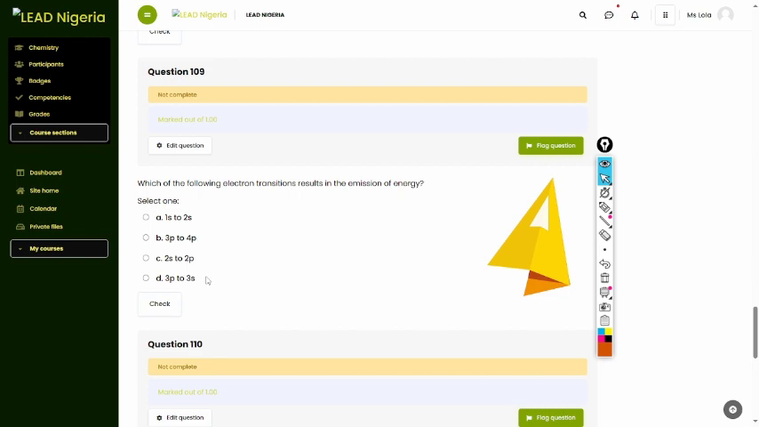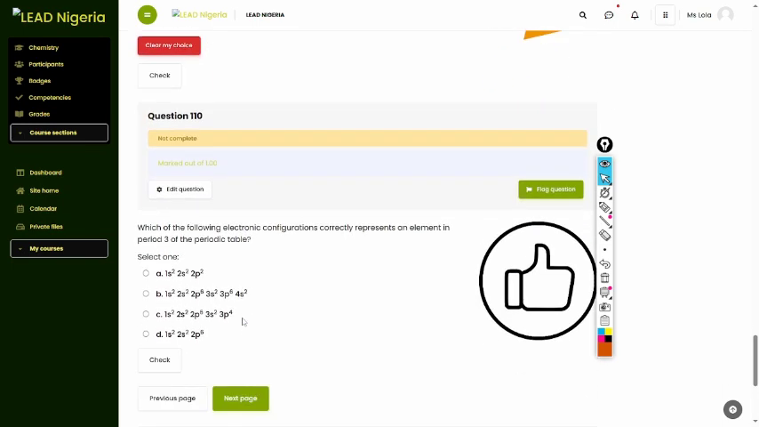So loss of energy goes from higher to lower energy level, while absorption of energy goes from lower to higher. So since the question is asking about emission of energy, we're referring to electrons that go from higher energy to lower energy. So 1s to 2s is from lower to higher. 3p to 4p is from lower to higher. 2s to 2p is from lower to higher. Why is 3p to 3s from higher to lower? Because 3p has a higher energy than 3s. So the answer is D.